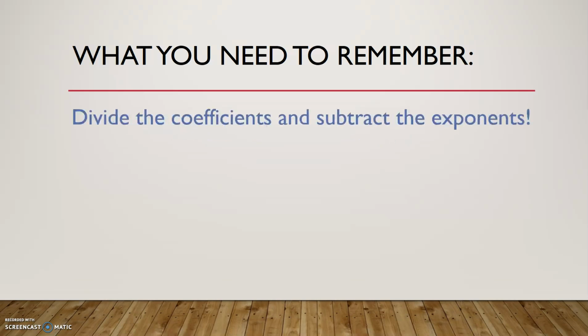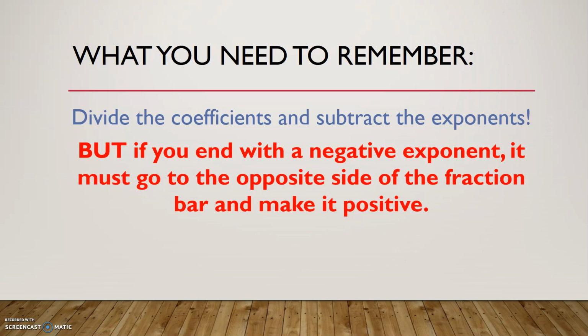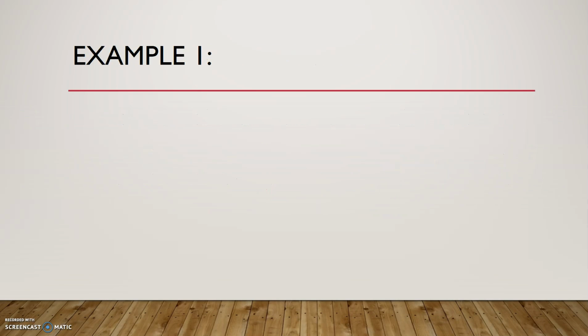To divide we always divide the coefficients and subtract the exponents. However, if you end with a negative exponent, it must go to the opposite side of the fraction bar and make it a positive exponent. So if it's on the top as a negative or on the bottom as a negative, we're going to flip it to the other side.